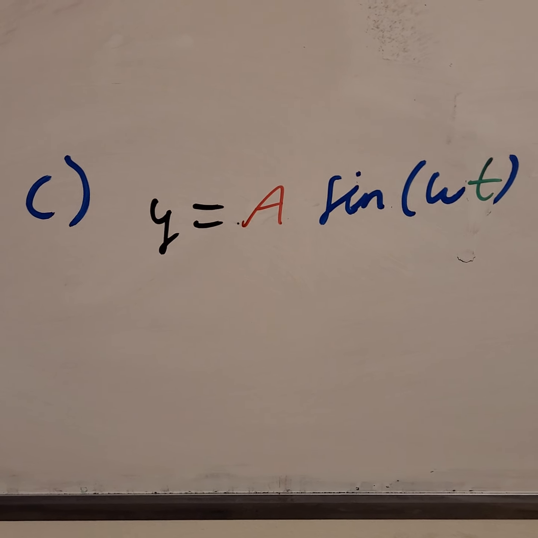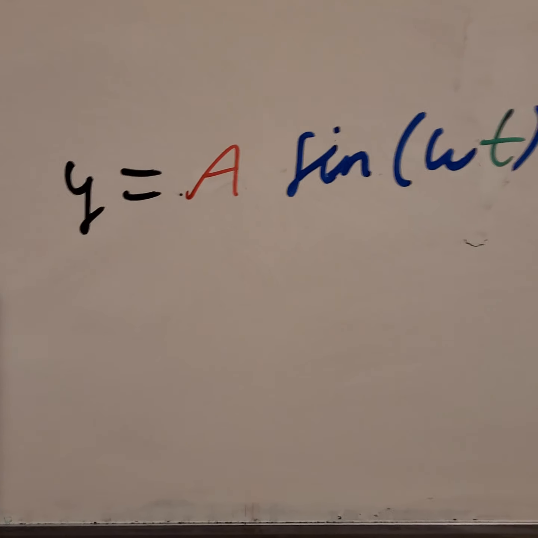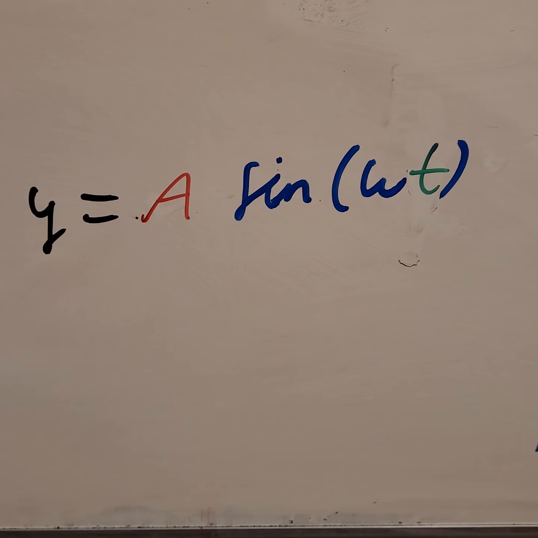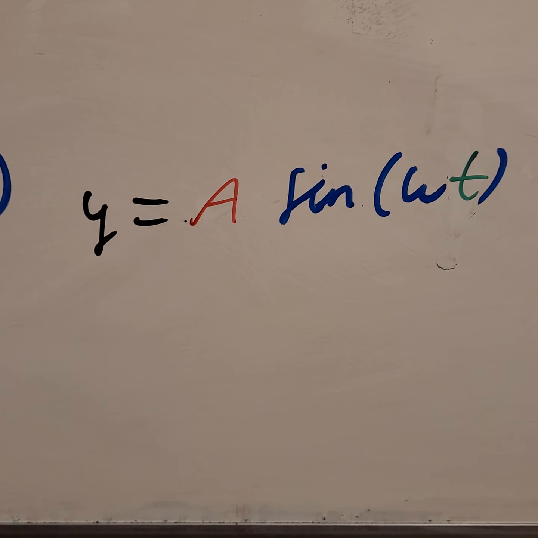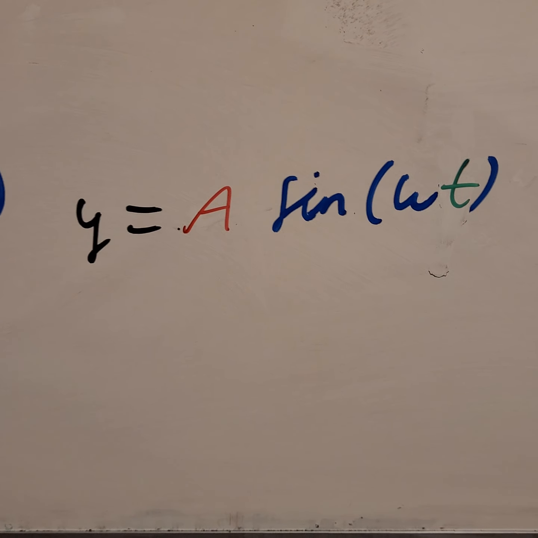This is a short explanation for part C of the simple harmonic motion experiment. So we've got an equation here, y equals A sine omega t. We're going to try and write this out simply. So we'll start off with y. y is our displacement. So our spring moves up and down in the y-axis.